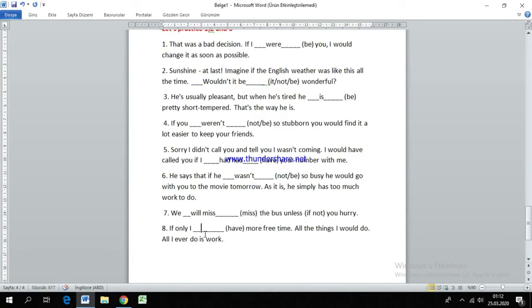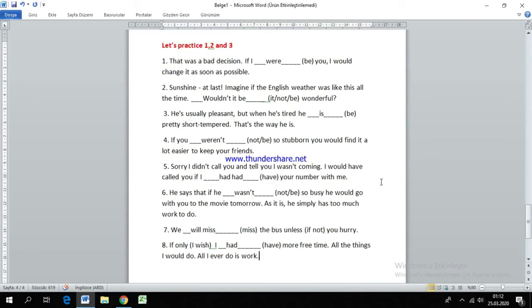The last one. If only I had more free time, all the things I would do. All I ever do is work. That's you before the corona at school. You were always complaining. So if only I had more free time. By the way, if only means I wish. We have studied the wish clauses before, so they're basically the same thing. So they can be used for each other. So here you can see all the answers.